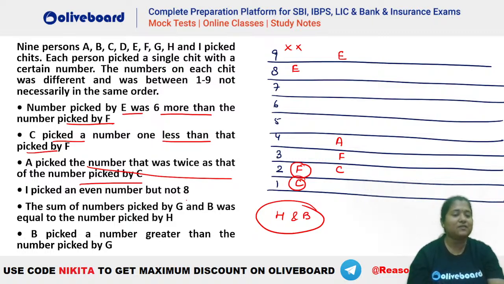Now I picked up an even number but not 8. Okay, so in the second case, you can see 8 is not a possibility. So the only possibility for an even number now is 6. That means I has to be 6 here. Okay, so I is 6.